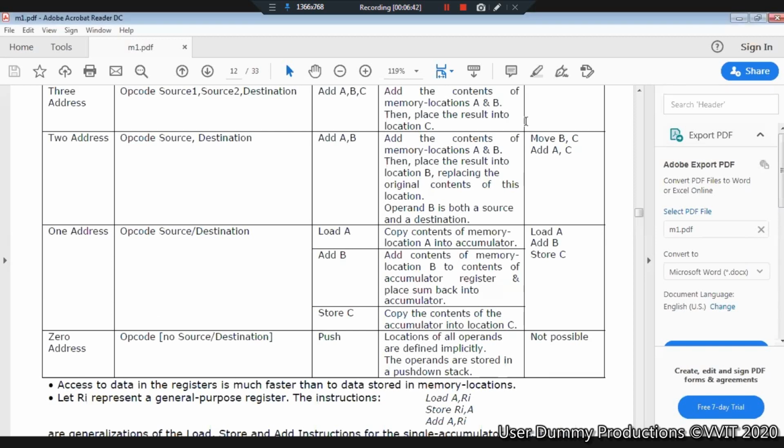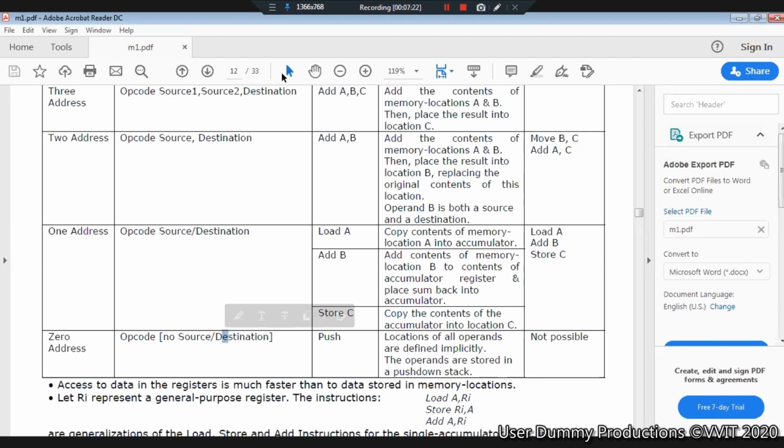Ma'am, the contents of memory location A are transferred into the accumulator, and then the contents of memory location B are added with... No, you have to tell the instruction first. Load A: copy the content of memory location A into the accumulator. Then ADD B: add the content of memory location B with the accumulator and store the result back into the accumulator. Then STORE C copies the contents of the accumulator and stores it in location C. Correct.